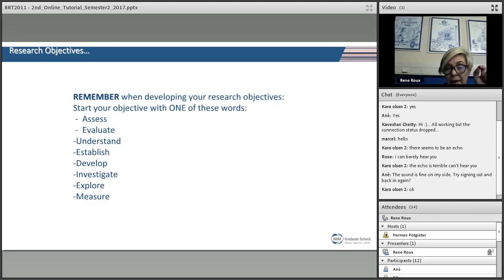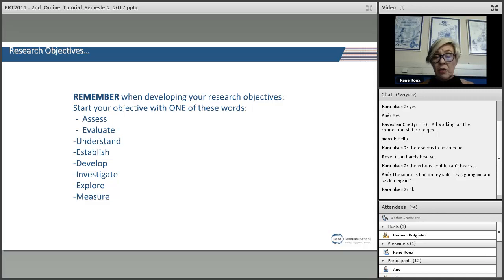And a guideline is that your research objectives always start with one of these types of words. Assess the situation, evaluate the level of service, understand the reasons, establish what the main objections are, develop an in-depth understanding, investigate, explore, measure. So for your research objectives, you use your research problem to develop them.